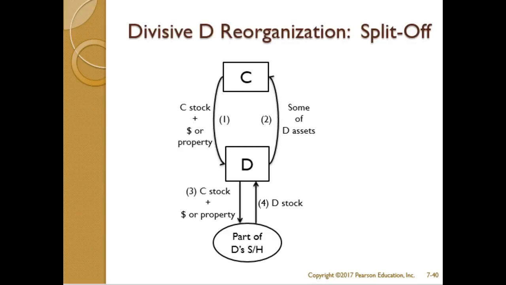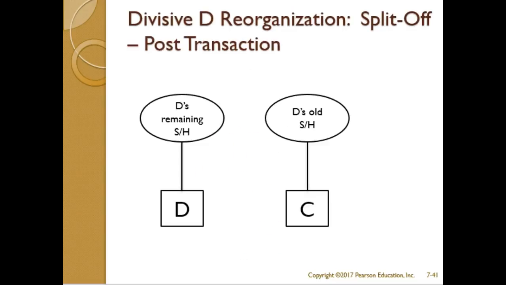What that looks like is that C stock plus cash or property moves to D. D sells off some of its assets, right? Spinning off here. The stock or property goes to part of D shareholders for D stock into here. And what it looks like afterwards, two separate corporations, right? With each their own shareholders.